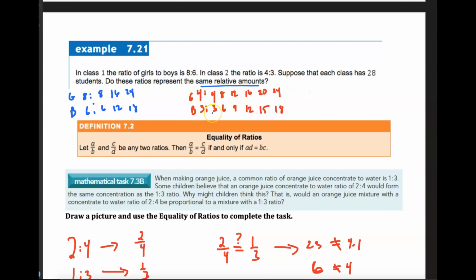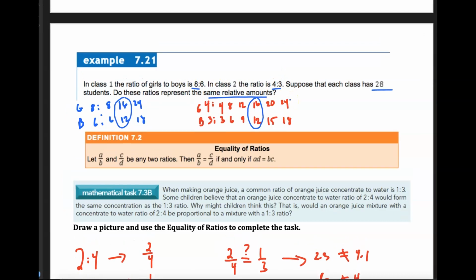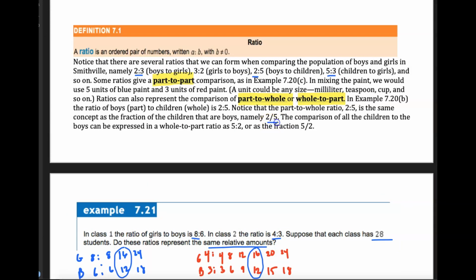And so we can see the same thing here. 4:3 would mean 4 girls, 3 boys, and so forth. You can see as it goes up in its multiples of 4s and 3s. I do see some common amounts, and in this case you have 16 to 12. And if there's 28 students, do these represent the same amounts? They do in this case. 8:6 and 4:3 represent the same amounts. There's 28 students. This would be 8:6, or this would be 4:3. But we also know that those are equivalent values if we wrote that as a fraction, which is one way that we write ratios. You can write a ratio as a fraction.